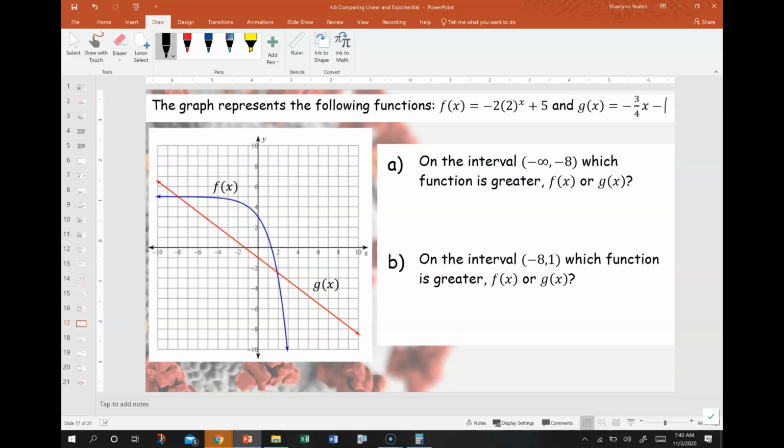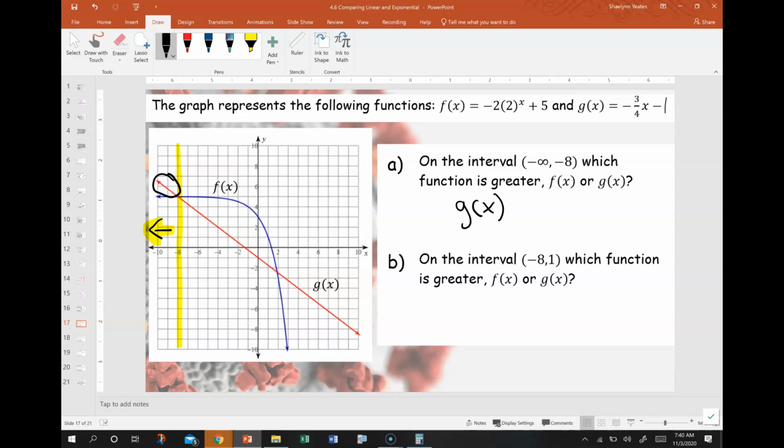So on the interval from -infinity to -8, it's saying, hey, before -8 on my graph, which one's bigger? The red line or the blue line? And if I look before that line, can you see that the red line is taller? So the red line is g of x. So g of x is greater.